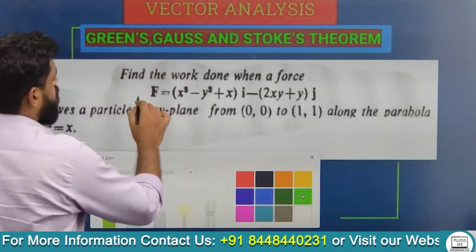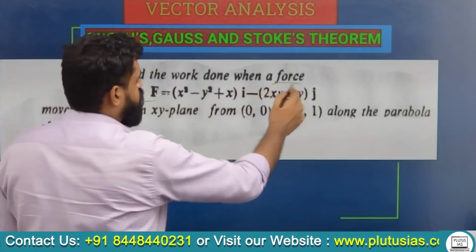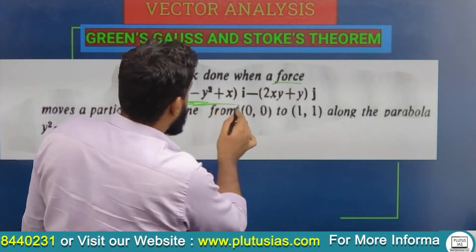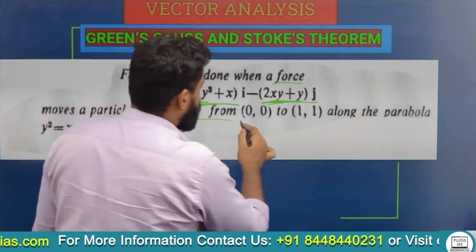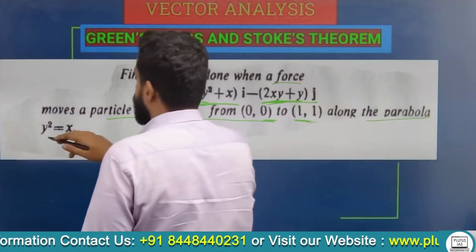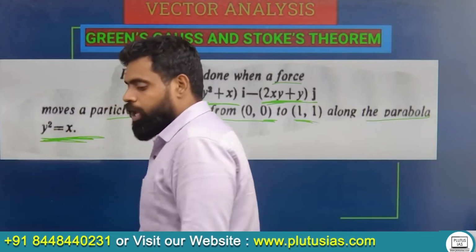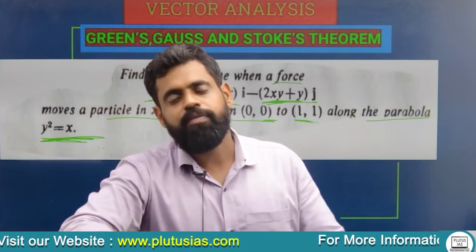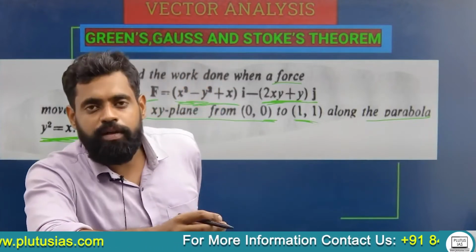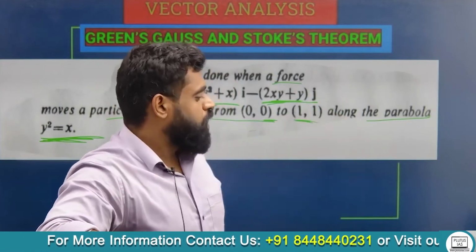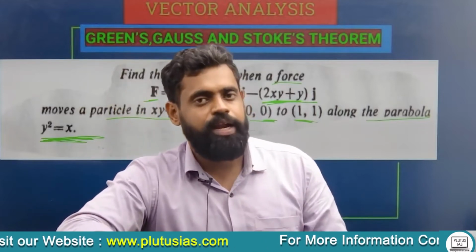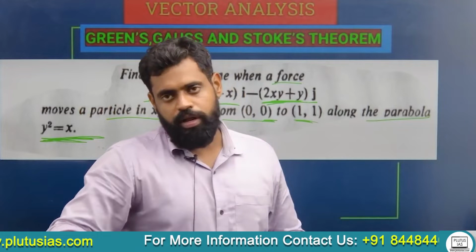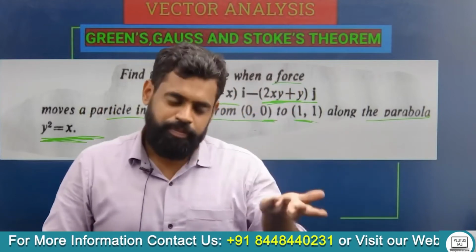The question is: find the work done when a force F equals (x squared minus y squared plus x) i cap minus (2xy plus y) j cap moves a particle in the xy plane from (0,0) to (1,1) along the parabola y squared equals x. See, in the line integral you will always be given the path chosen. From (0,0) to (1,1) there could be infinite paths, but the path in a line integral would be given. And if it is not given, then you must check whether the force is conservative or not, which can be easily checked using curl.